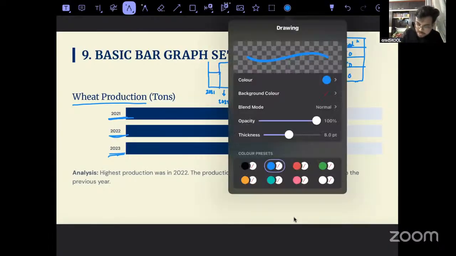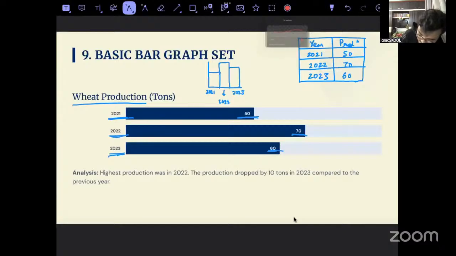Now I'll write down the values in a different color so that it's easy to read. This is 50, this is 60, this is 70. So this is the other way of giving this question, or making you make a table, or making you interpret the data from a bar graph, or making a bar graph in a different manner.